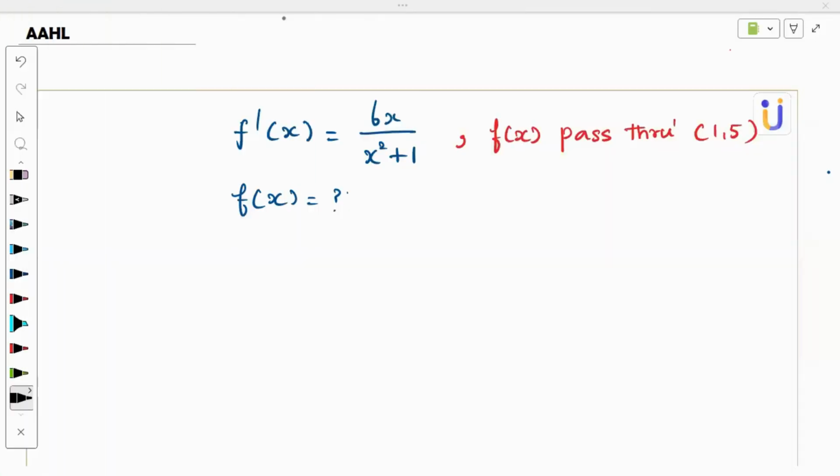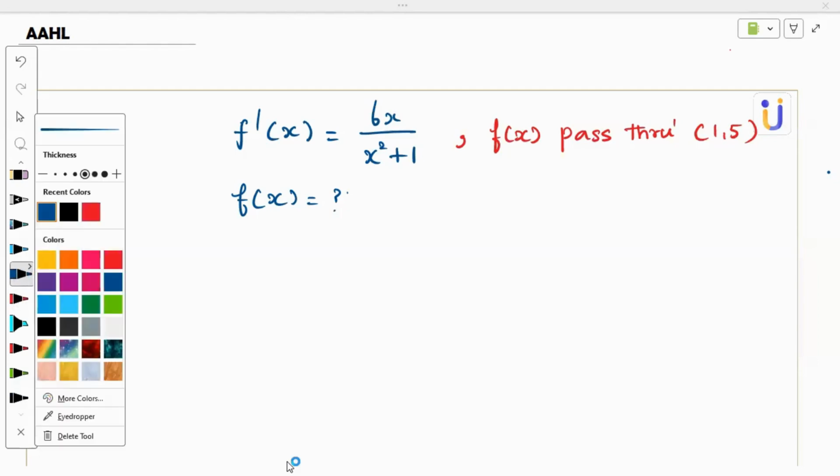Hey everyone, in this question we are going to discuss a basic calculus problem. f dash of x is given, the derivative of the function, it is 6x by x square plus 1. And there is another clue, f of x passes through (1, 5). So find an expression for f of x. It is like a reverse process. The derivative is given, I want to get the actual function, so I need to integrate here. Let's start.